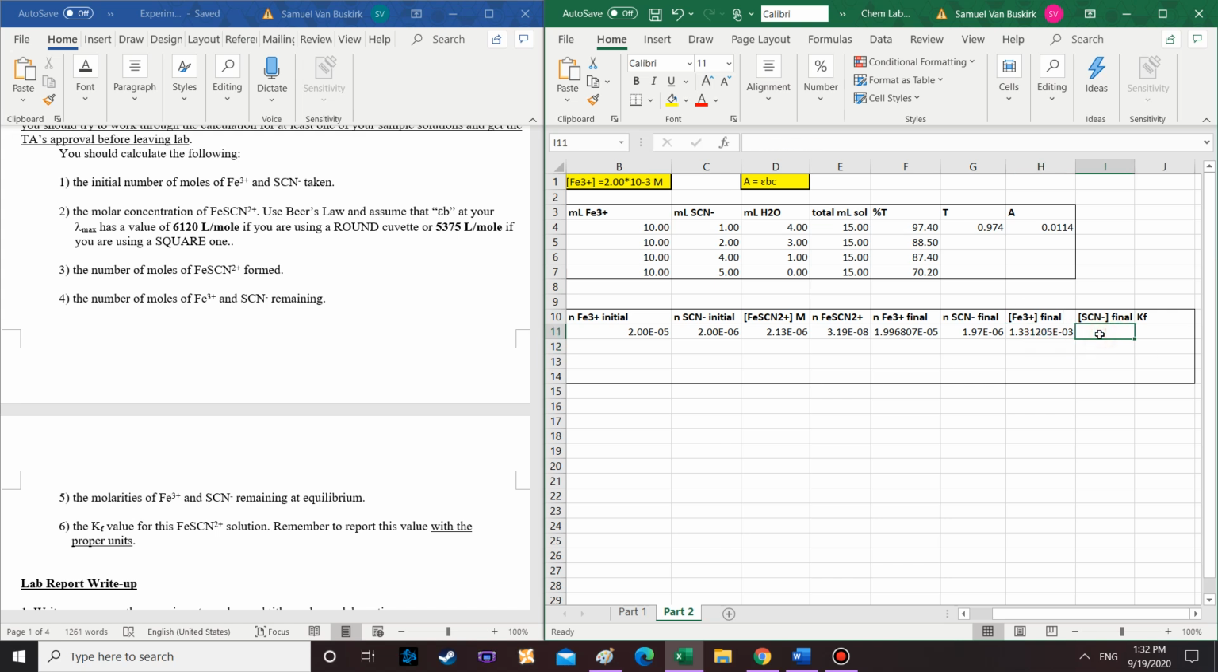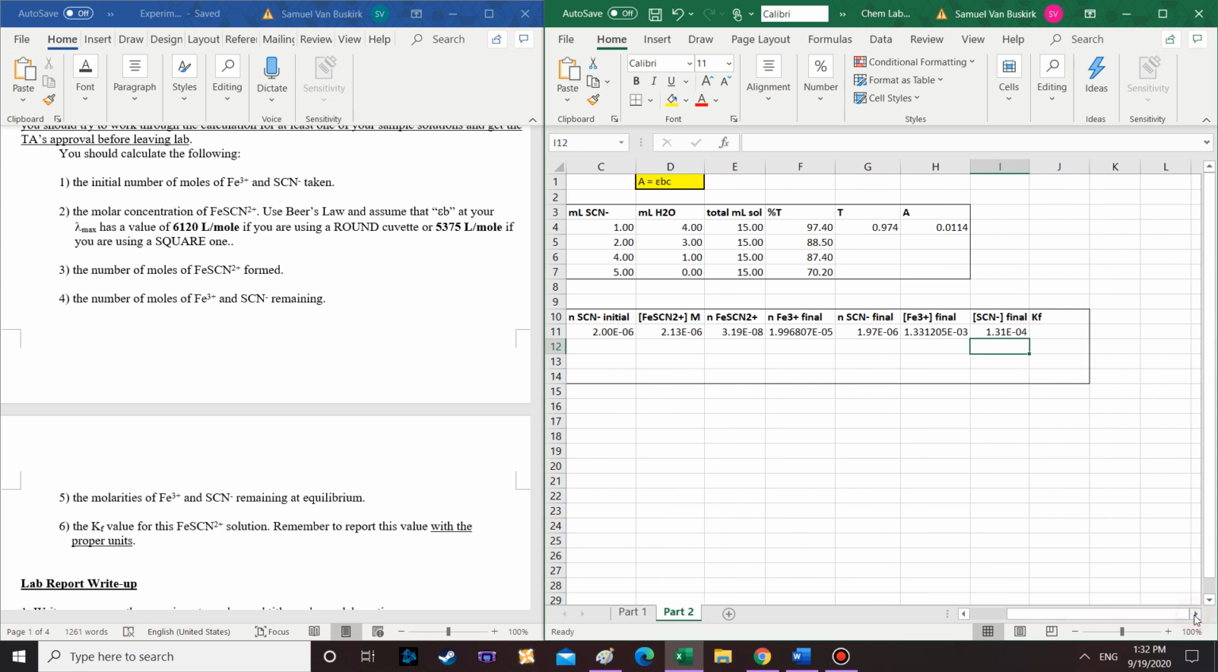We're going to do the same thing over here for thiocyanate. Equals, we're going to do our final moles for that, divide it by, put a parentheses in, same volume because they're in the same solution here, divide it by 1,000 to convert to liters, enter, we've got our concentrations.